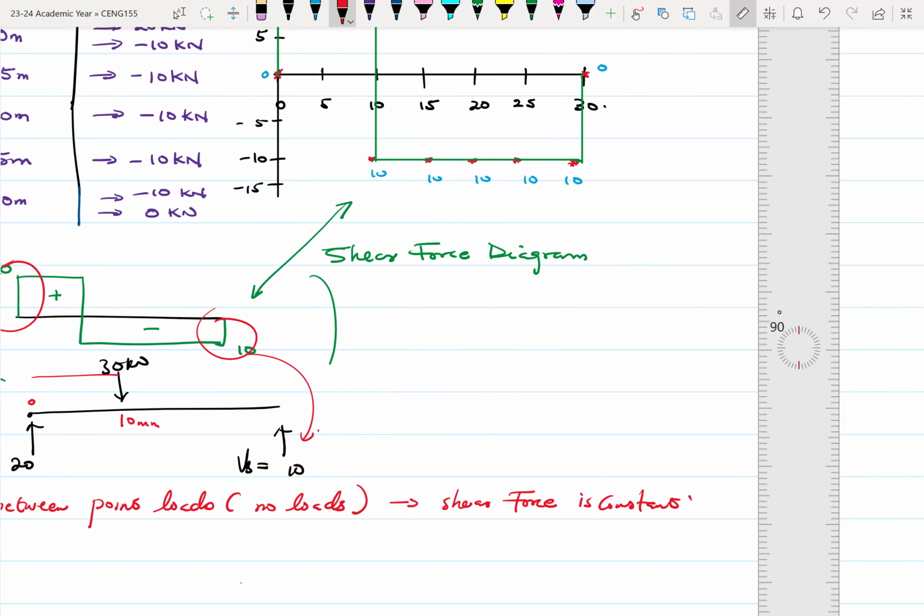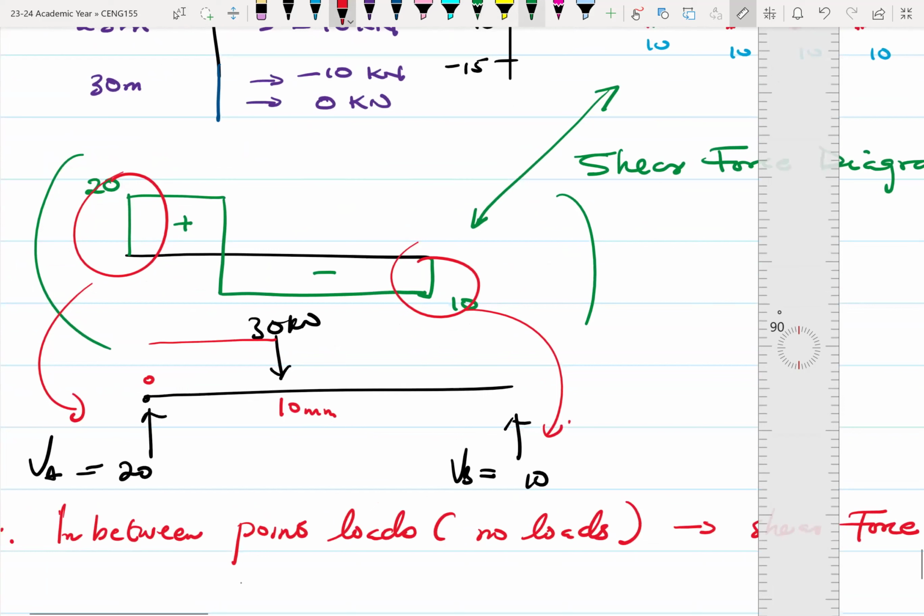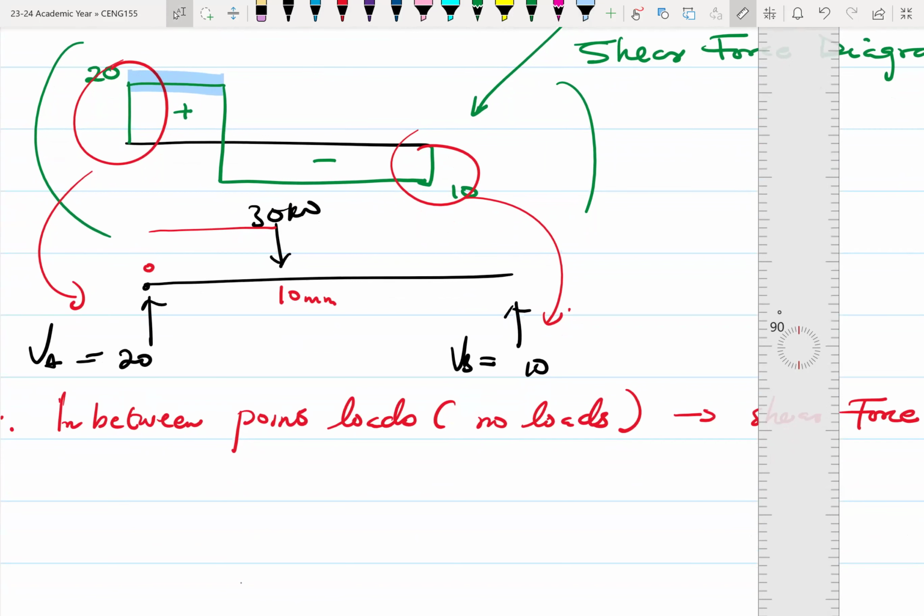Okay, so we can see that example in this space right here. Oops, wrong shading choice. So between A and 10 meters, the shear remains 20. Again, if you look at it between the 30 and then the 10, the shear also remains constant. So usually in between point loads, the shear is constant.